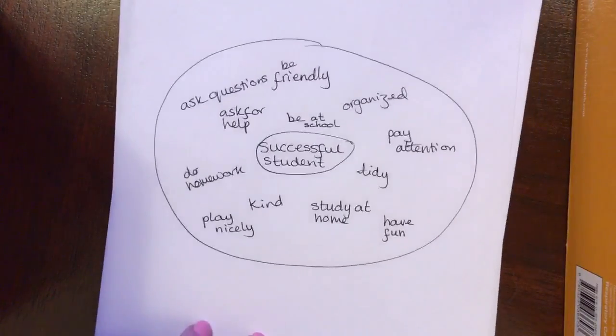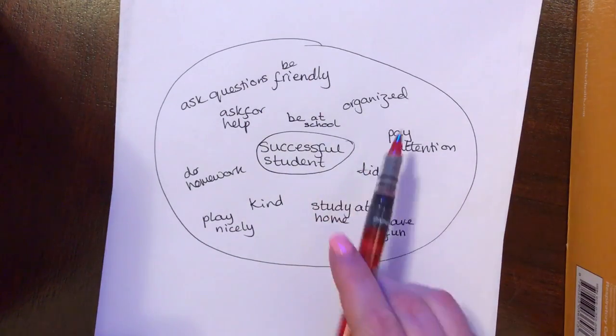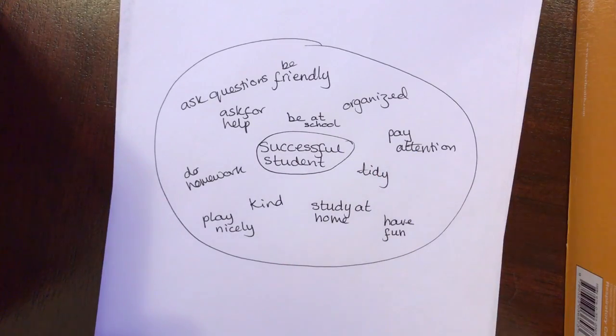So our next step is to make a circle map. I've already done one to save time. A circle map simply has the topic in the middle, followed by all your thoughts. We call it a brain dump. You just dump all your thoughts into the circle map. So I have ideas like ask questions, be friendly, be organized, attend school, pay attention, so on and so forth.